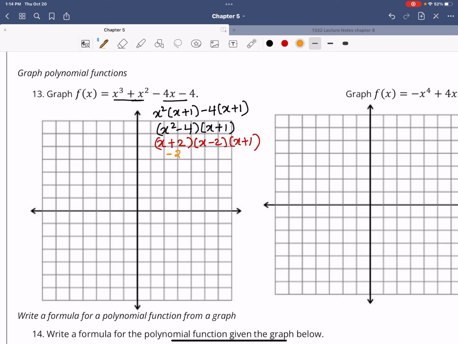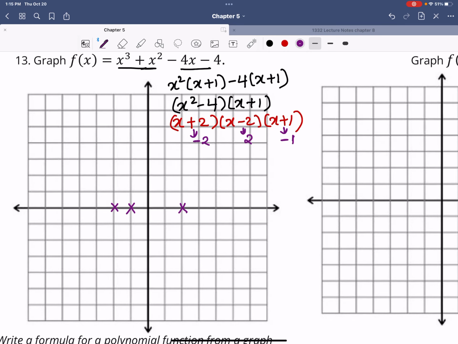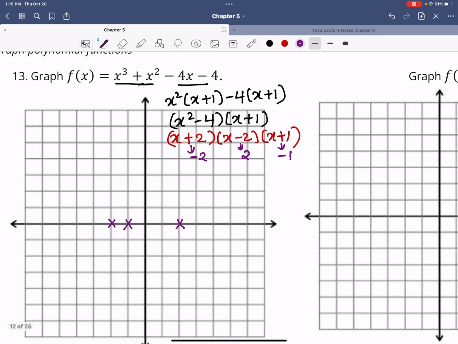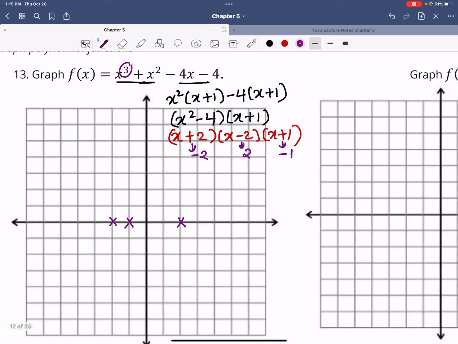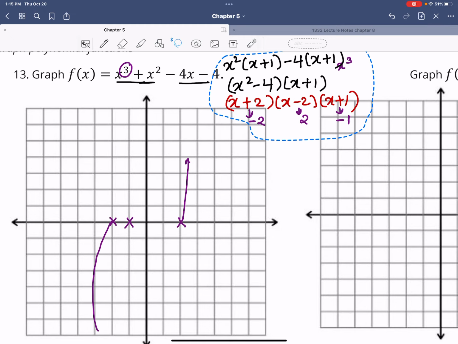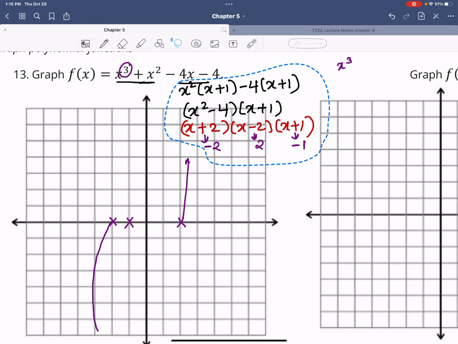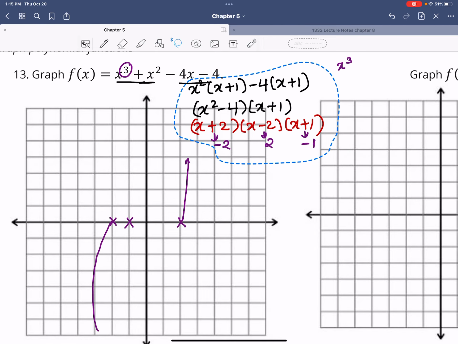From x plus 2, my intercept is -2. Remember, you have to set it equal to 0, so it's always the opposite. Let me use a different color. From here, my intercept is -2, from here my intercept is +2, and from here my intercept is -1. So -1, +2, and -2. That's the first thing here. And the leading coefficient is positive, so it's an odd function. For an odd function, you simply copy the graph of x cubed, the end behavior: one end is going down and the other going up.